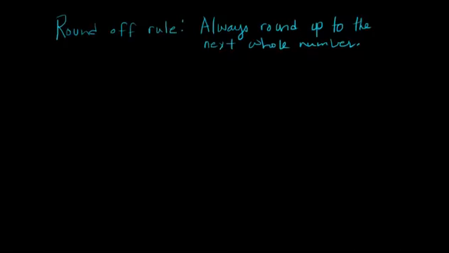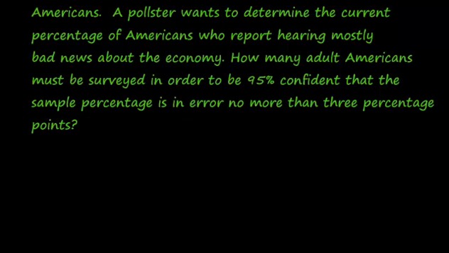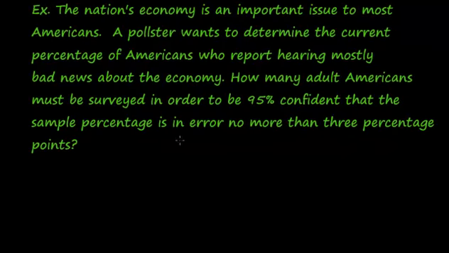Okay, let's work an example. The nation's economy is an important issue to most Americans. So a pollster wants to determine the current percentage of Americans who report hearing mostly bad news about the economy. How many adult Americans must be surveyed in order to be 95% confident that the sample percentage is in error no more than 3 percentage points?